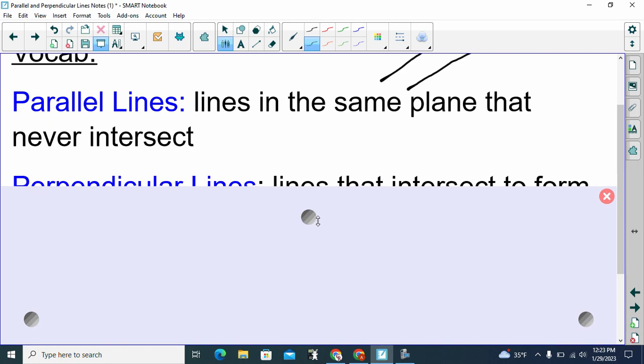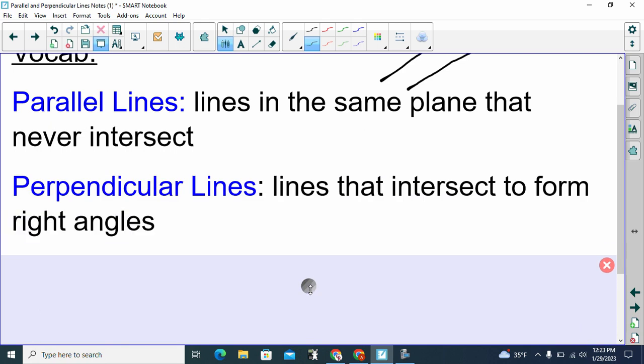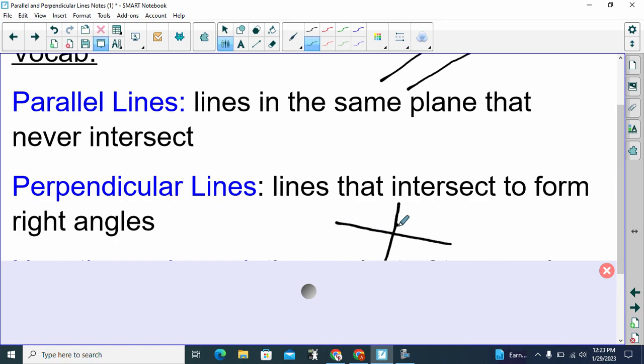Perpendicular lines, they do intersect, but they intersect to form right angles, 90-degree angles. So something like this, where this is a 90-degree angle, those lines would be perpendicular.